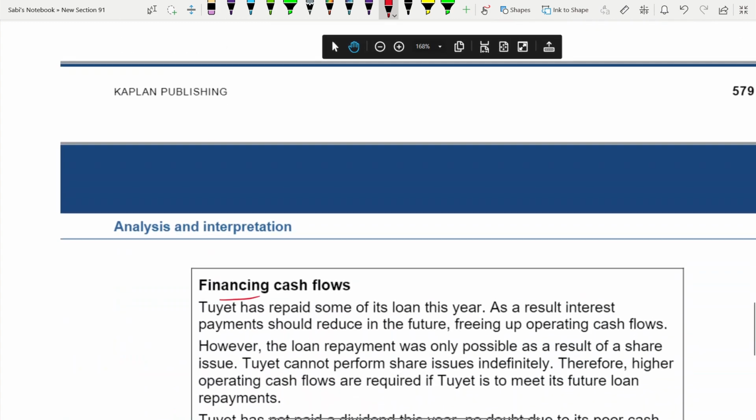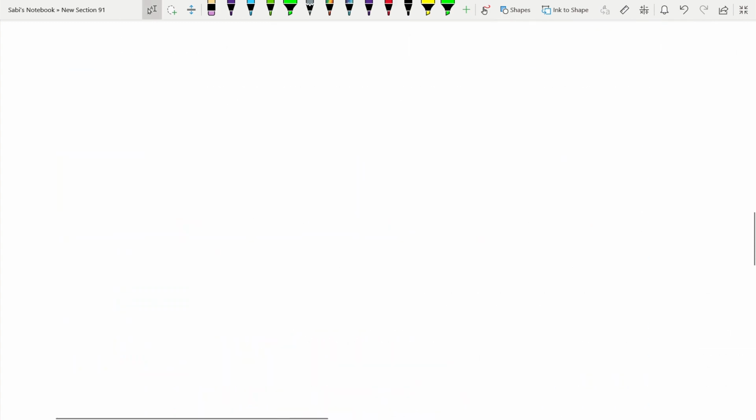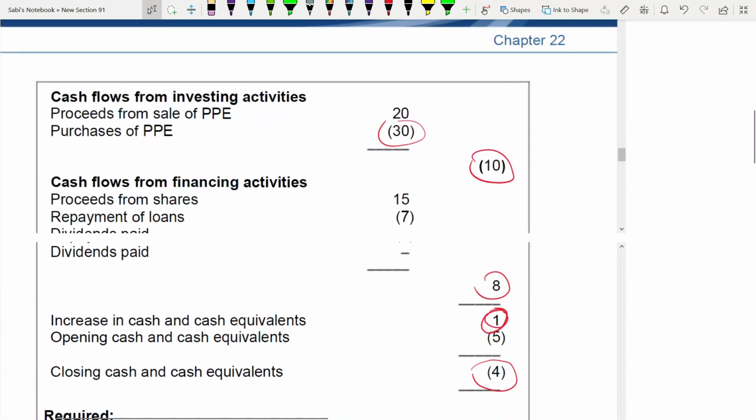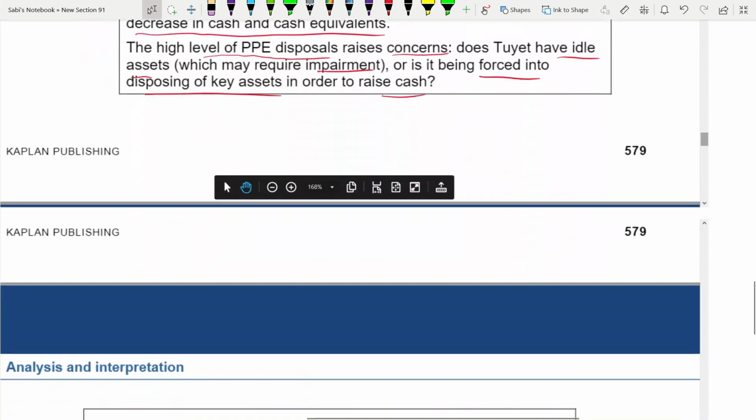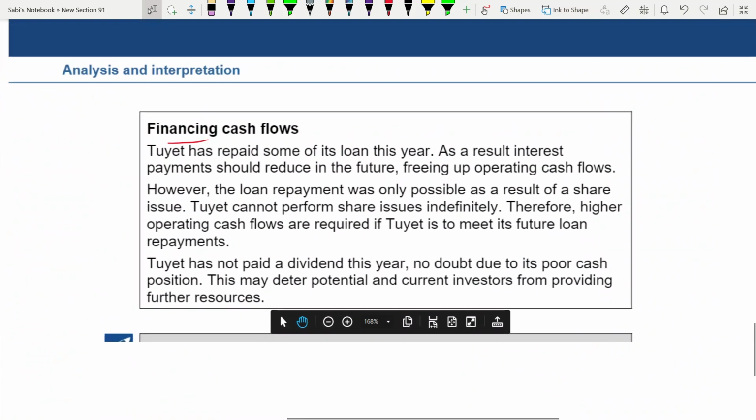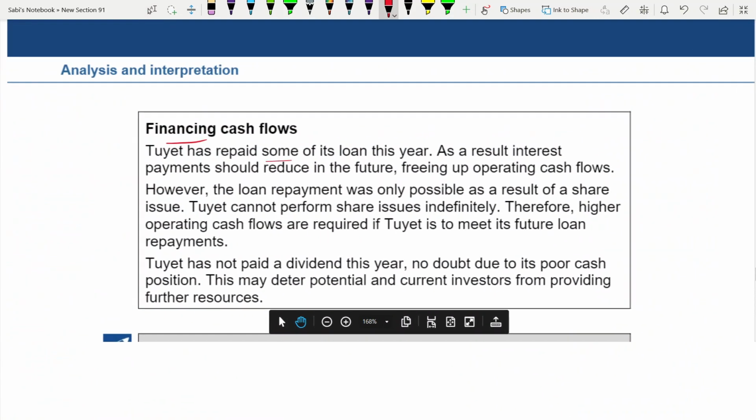Coming to financing activities. In financing, we have proceeds from share issue, and repayment of loan of 7 has been done. So they repaid some of its loan. Even interest will reduce in the future because of this. So your operating cash flow will free up. Correct? But loan repayment was only possible as a result of the share issue. If the share issue was not there, loan repayment would become very difficult.